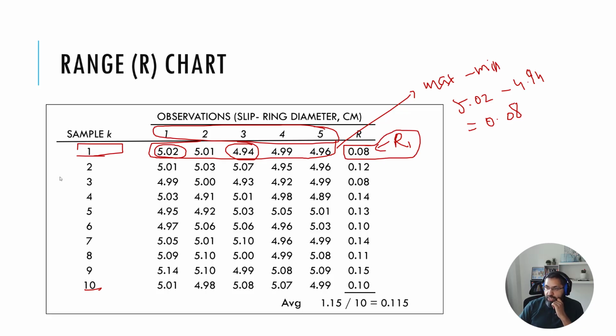I do the same thing for sample 2, max minus min. The max here is going to be 5.07. The min is 4.95.